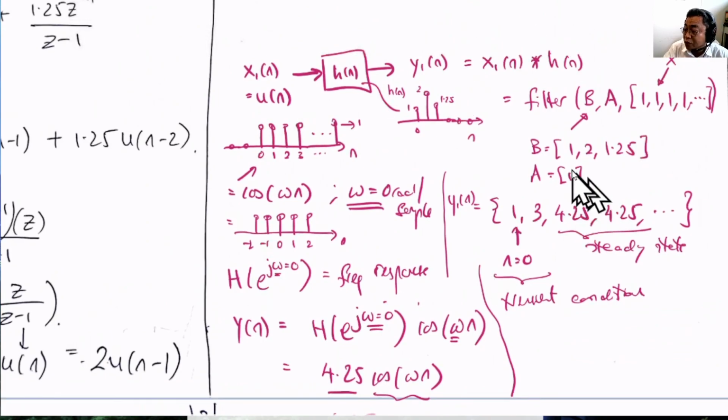So in this figure, we show you 3 different ways to calculate y1[n] for x1[n] equals u[n].